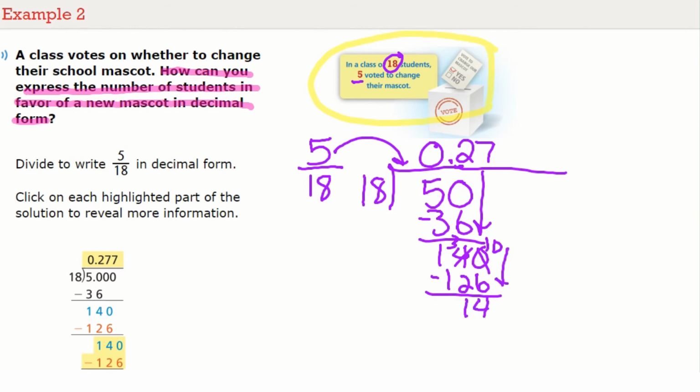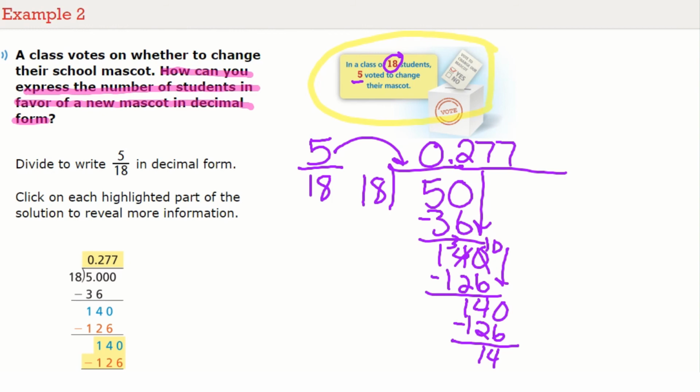Then I'm going to bring down a 0, and then 18 goes into 140 7 times. That's 126. I have a remainder of 14. Now notice, I keep getting a remainder of 14. So that means it's a repeating decimal.